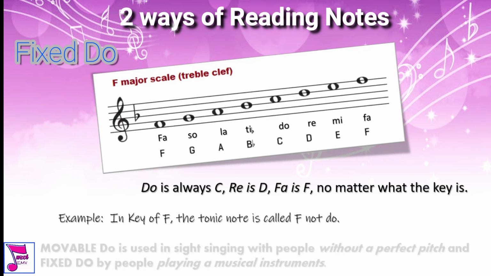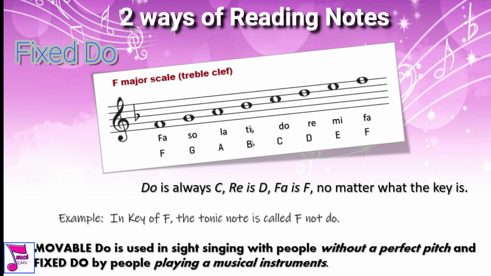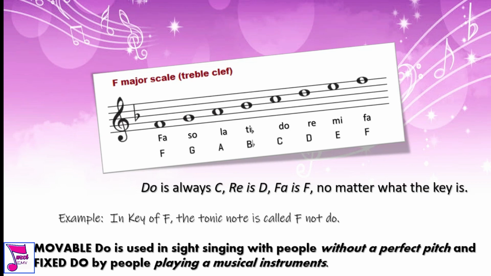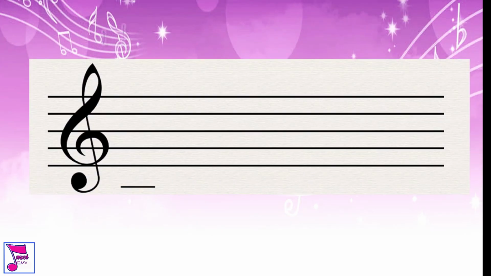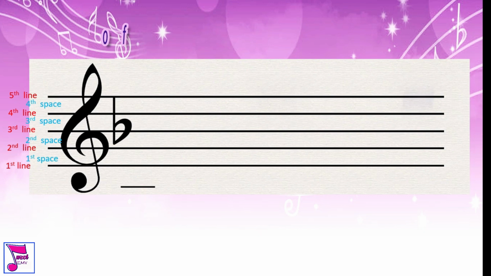Movable Do is mostly used in sight singing by people without a perfect pitch, and fixed Do for people playing instruments. You will understand this more as we go further on this lesson. The next key signature is the F major. This is the scale of F major.